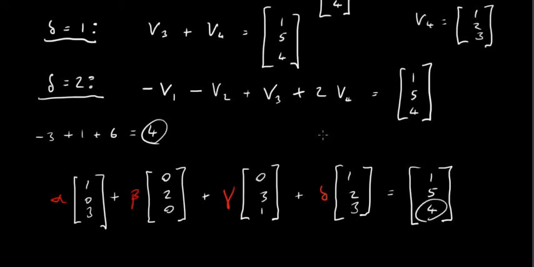So this is another example. You can try delta is equal to 3, you can try delta is equal to 4, and so on and so on. You will get different values for alpha, beta, gamma, and delta here. So there are loads of different possibilities here for linear combinations in order to give you this with these 4 particular vectors. Okay, so that's it for linear combinations.